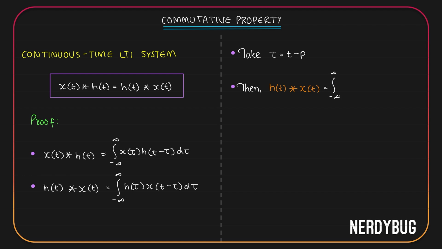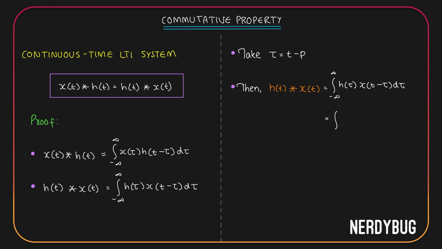integral from minus infinity to infinity h of tau x of t minus tau d tau. We have to change the variable. To substitute this, first we have to find what happens to the limit. Tau is t minus p, so we can write p is t minus tau. When tau tends to minus infinity, p will tend to be plus infinity. The same way, if tau tends to be plus infinity, p tends to be minus infinity.